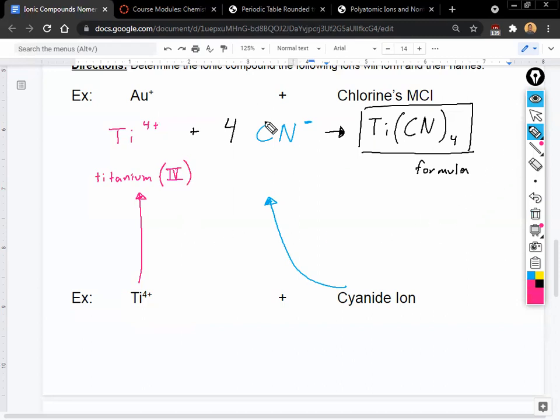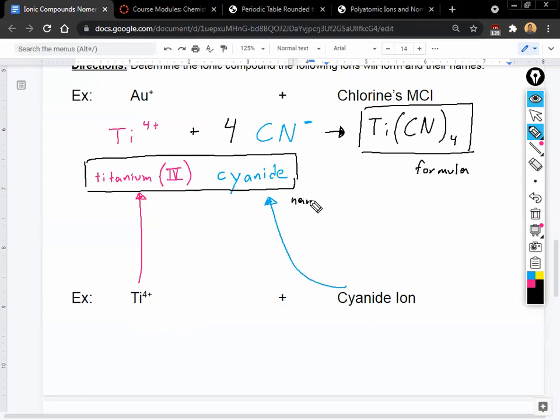Okay, and then for the anion, we need to figure out if this is one element or polyatomic. Okay, this one's pretty easy. We literally just looked at the polyatomic chart. So since it's polyatomic, we don't need to change the name at all. So there you go. That is your name. The name is titanium 4 cyanide. This is the name of this chemical right here.